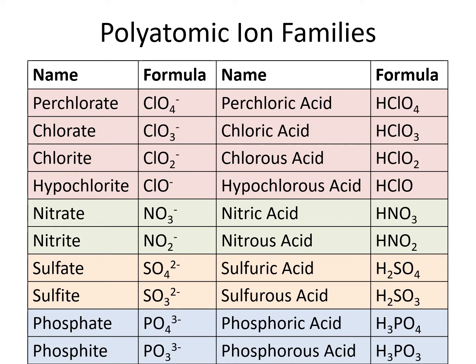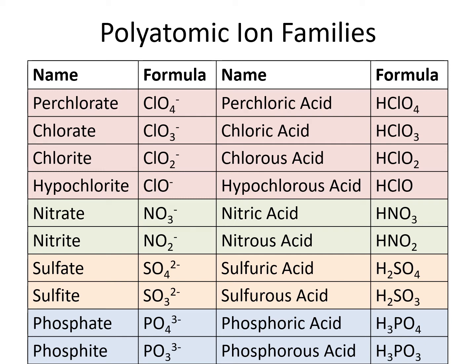A few of the oxyanions also have prefixes. The per prefix is like super or hyper, meaning above or extra. Perchlorate has 1 more oxygen than chlorate. The hypo prefix is like hypothermia or hypodermic needle. It means below or less than. Hypochlorite has 1 fewer oxygen than chlorite. Notice it still has the ite ending like chlorite.